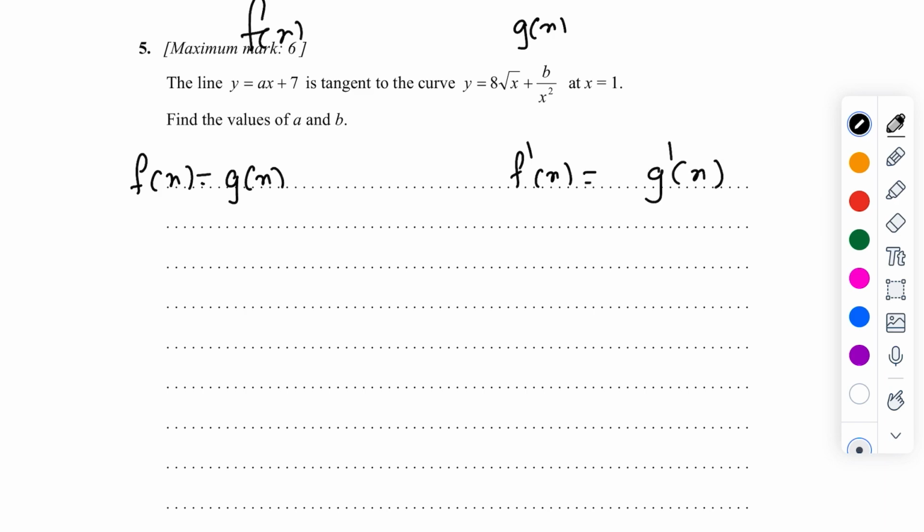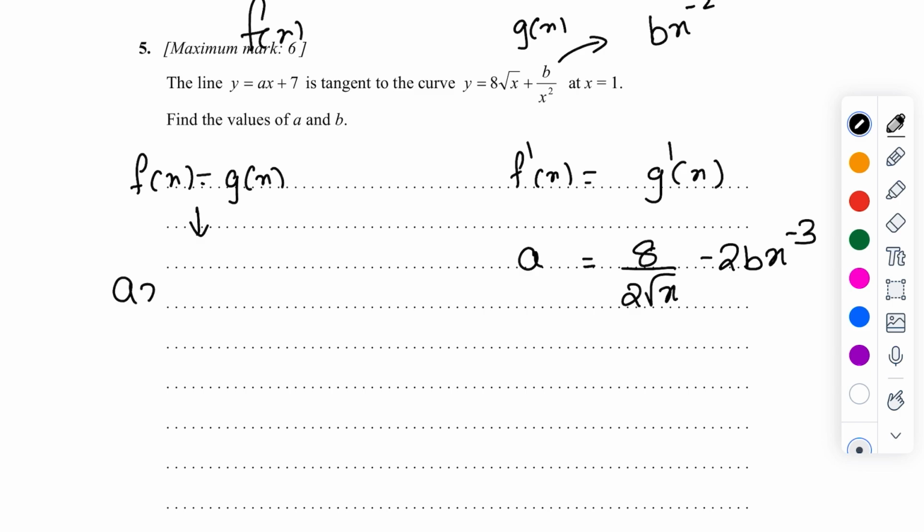Then f prime x derivative is a, and over here should be equal to the derivative of this one. So what does that become? 8 root x derivative is 4 upon root x. Then this one was bx to the power of negative 1, derivative is minus bx to the power of minus 2. f of x equals g of x. So ax plus 7 should be equal to 8 root x plus b upon x. These are the conditions I got. But what has been given? x equals 1. Plug in x equals 1.